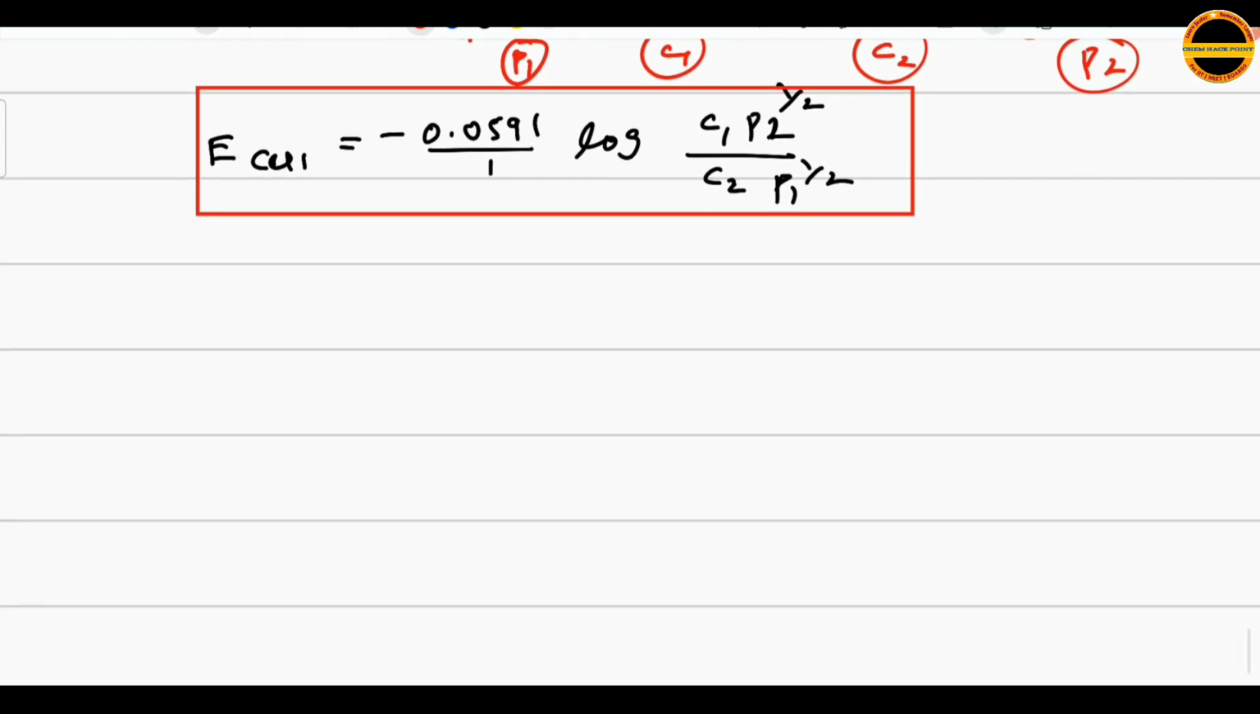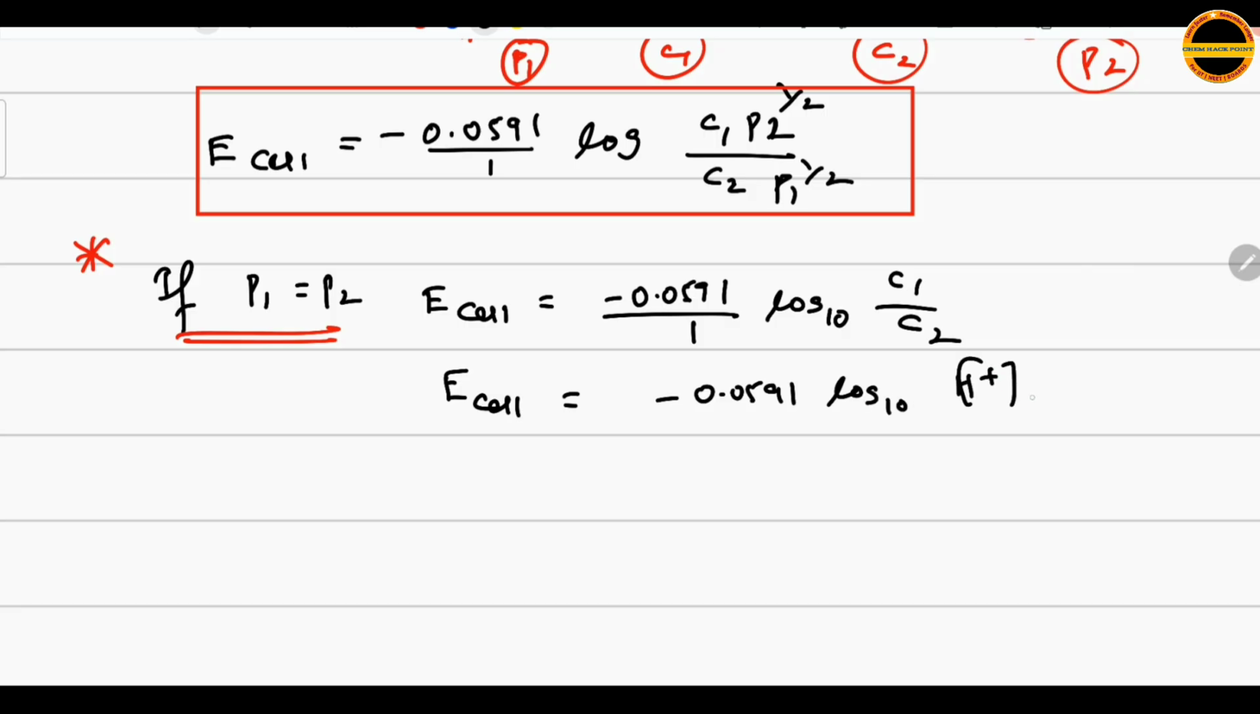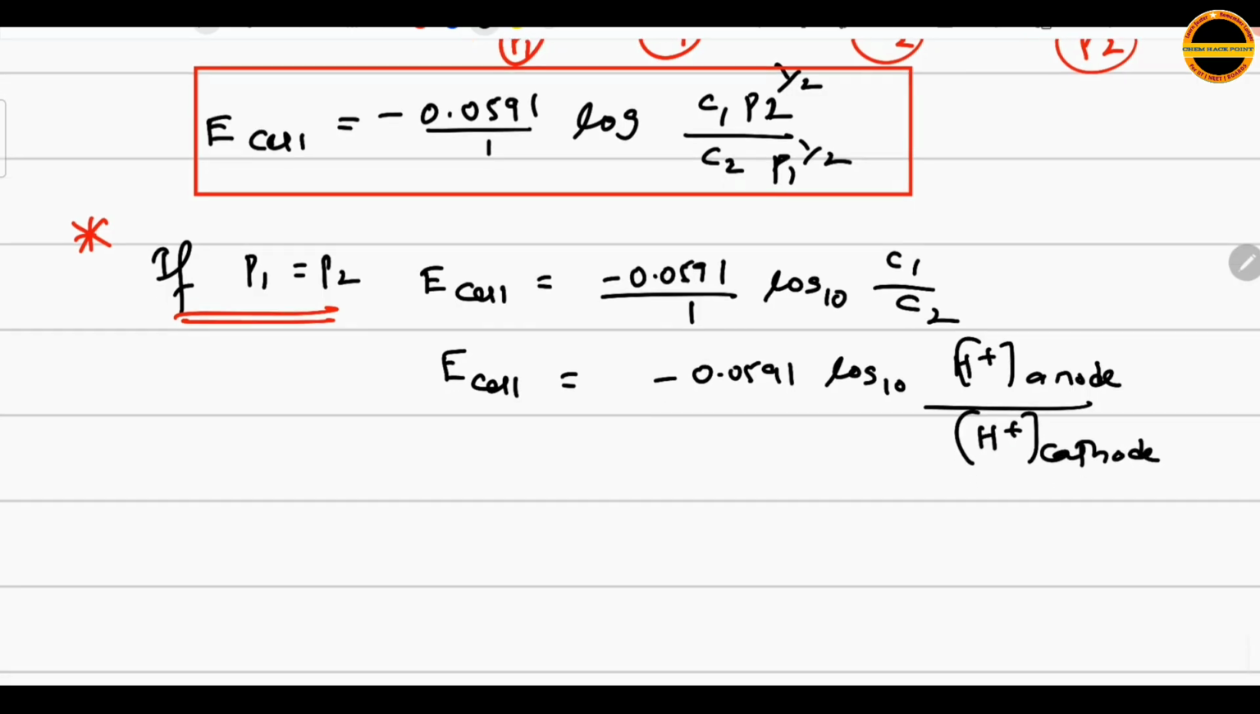Based on this, I am taking one condition: if P1 is equal to P2, let's see what happens. If in the question they provide P1 equal to P2, then directly we can write E cell is equal to minus 0.0591 by 1 log base 10 of C1 by C2. C1 by C2 means the concentration of H plus at the anode over the H plus at the cathode.